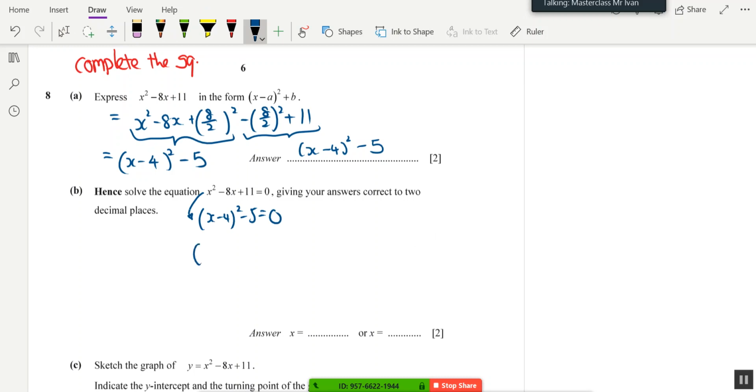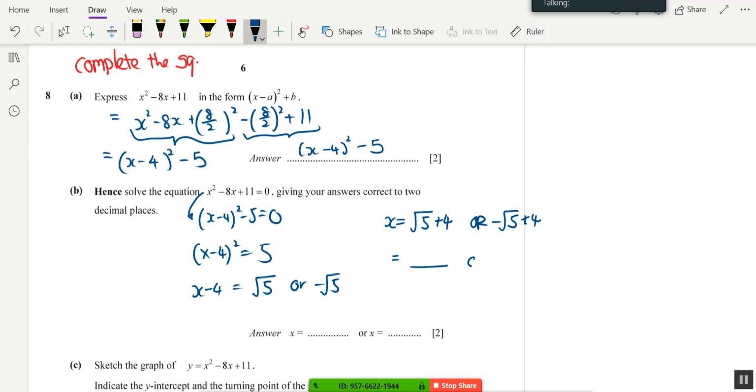I bring the 5 over, x minus 4 square equals to 5. Square root 5. There's two answers, one positive or the negative square root 5. So use your calculator to find out what is square root 5 plus 4 or negative square root 5 plus 4, which is equals to this or this. Yeah, I forgot how to complete the square. Okay.